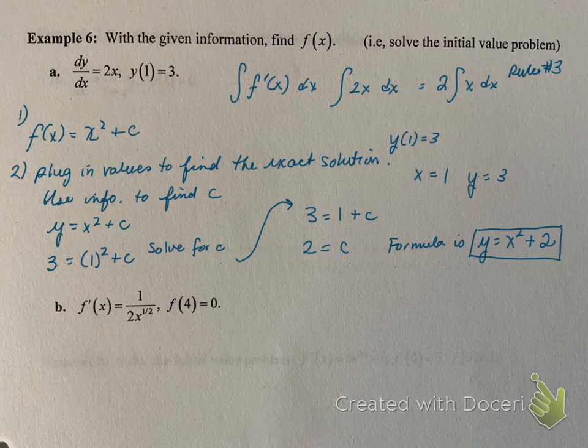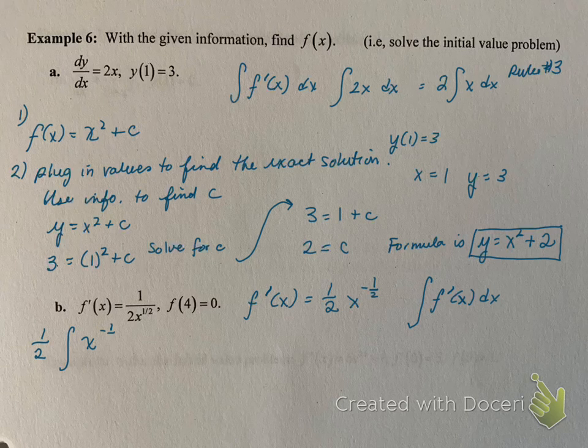Okay, so if we look at B, we're going to do the same process. First of all, I'm looking at this derivative that they're giving me, and I'm going to rewrite it as 1/2 x to the negative 1/2 power. Because to find the original function, I'm going to have to integrate the derivative. So I'm going to pop the 1/2 out because it's a constant, and integrate x to the negative 1/2 dx. I'm going to use rule number 3 again. So this becomes 1/2 times x to the negative 1/2 plus 1 over negative 1/2 plus 1.